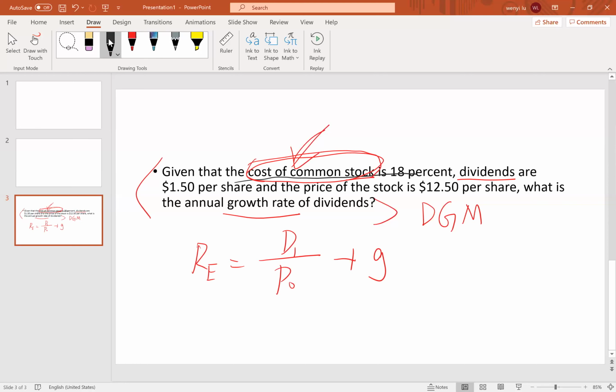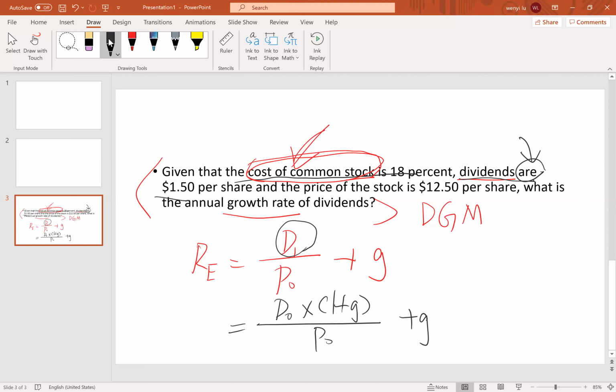And be careful while you apply this formula: you need to figure out that the dividend in the formula is the one to be paid next period. The $1.5 should be the current dividend, not the future dividend, so that will be D0, not D1. So we expand D1 as D0 times 1 plus G, over P0, plus G. Now let's put the numbers from the question into this equation. Here we have the cost of common stock of 18%, so we have 0.18. And the dividend is $1.5 per share, so 1.5.